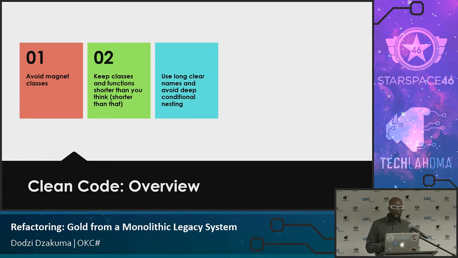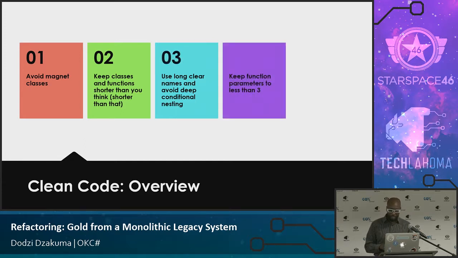You want to use long, clear names and avoid deep conditional nesting. If you can keep nesting to less than 2 levels deep where possible, it's ideal as well. And that's one of the concepts he talks about in the book. You want to keep your function parameters to less than 3. He says, if you have 3 function parameters, you should think really hard and well before tossing in that third. Take that away, you have 2. If you have 2 parameters, you should think very hard and well before adding that second one. Ideally, you want 1, if possible.